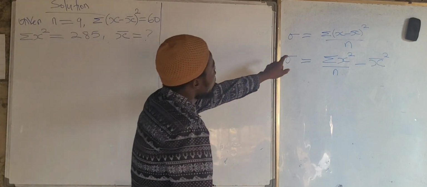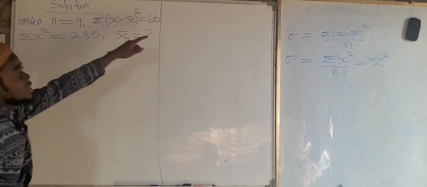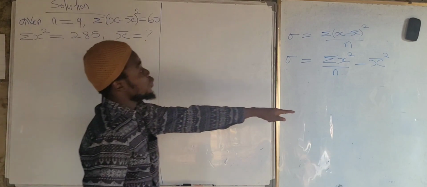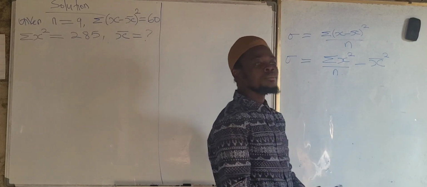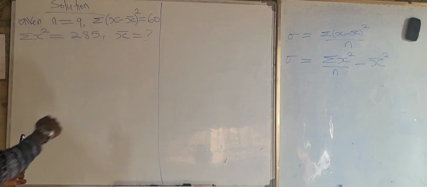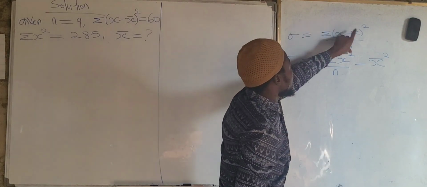If you look at this, it's similar to this, and this formula is similar to this one. Here also we have x bar. So in that light, since we have two formulas here, what do we do now? Whenever we have two values, they are equivalent to each other.